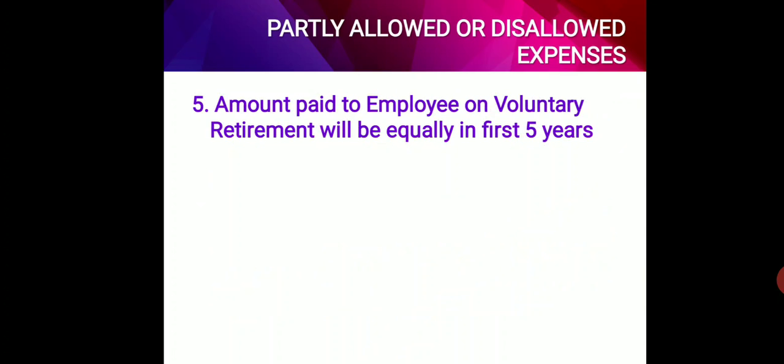Last one, in the category of partly allowed or disallowed expenses, is the amount paid to employee on voluntary retirement, and this amount will be equally deductible in first 5 years. So if any amount is paid to the employee by the employer on his voluntary retirement, the amount will be equally deductible in first 5 years. This is also partly allowed.